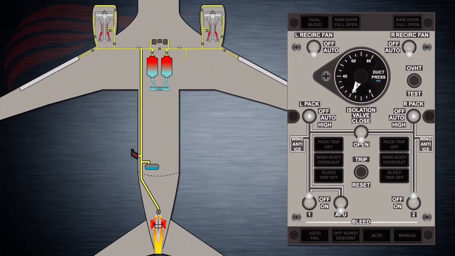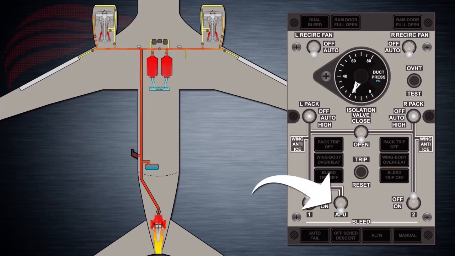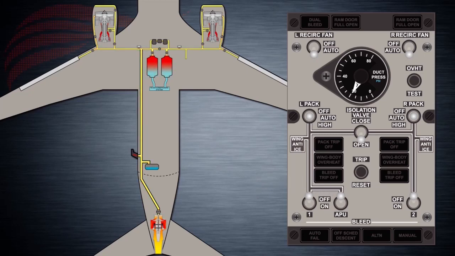In a bleeds-off takeoff, the APU bleed air is responsible for powering the pneumatic system. Therefore, the APU must be running and the APU bleed air switch must be in the on position. Once the airplane is airborne and the takeoff flows have been completed, the APU may be eventually turned off and the engine bleed air switches turned back on.